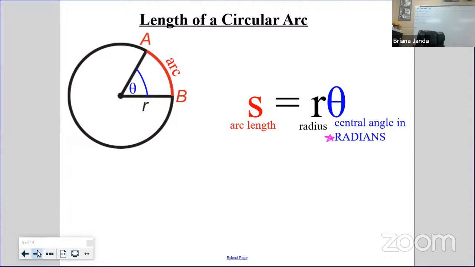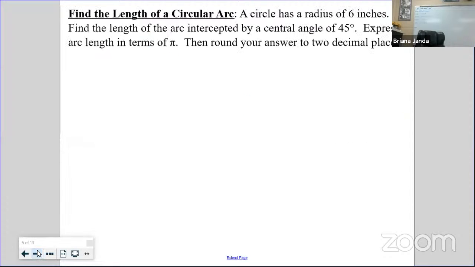So putting that into play, here's an example question for you. Find the length of a circular arc. And the question goes like this. A circle has a radius of 6 inches. Find the length of the arc, and they use a lot of these words. Intercepted, you'll also see the phrase subtended. Don't get caught up on those vocab words. It's all asking you to do the same thing.